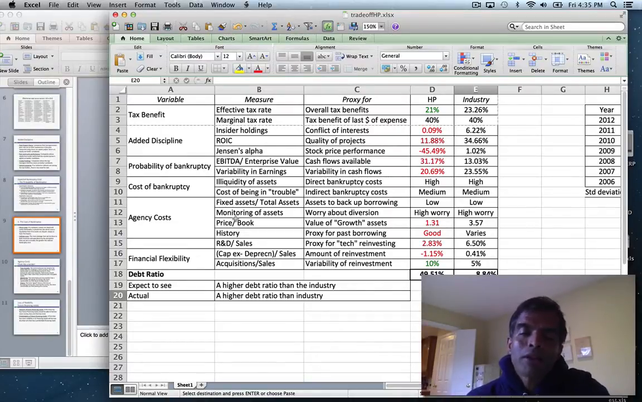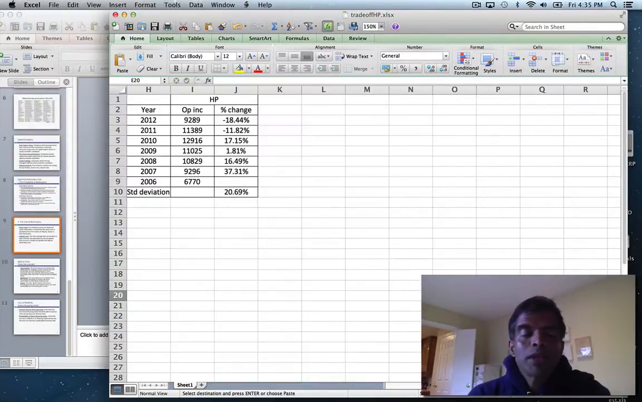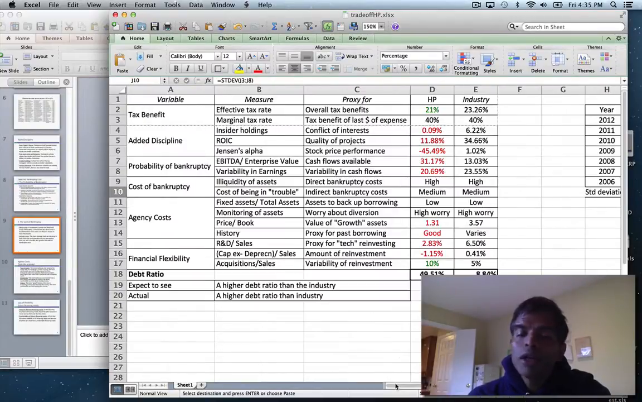And the variability in earnings for HP is also lower than is typical for the sector. The way I measured the variability in earnings for HP was I went back and looked at about 7 years of earnings, computed the percentage change in earnings every year, and computed the standard deviation of that number. Now you can come up with your own measures of variability, but that seemed like a simple way to do it. And for the sector, that's about 23.55%. So both in terms of how much cash they have and how volatile the cash is, HP has more cash and has less uncertainty about that cash.